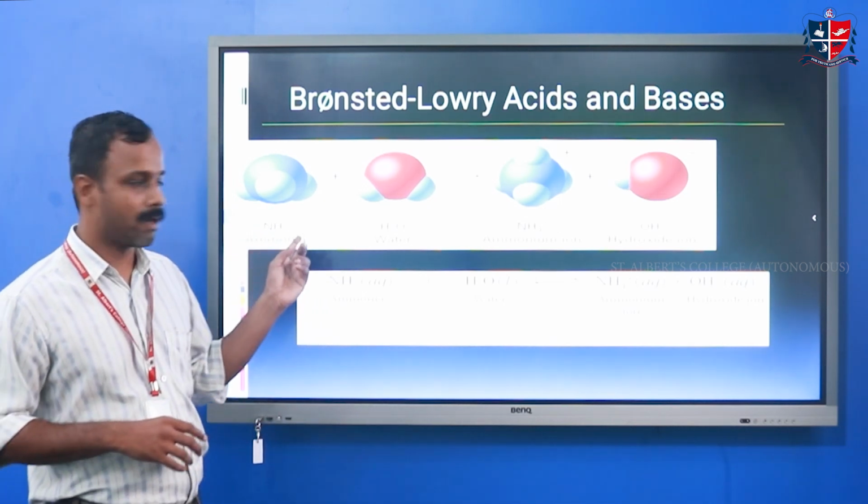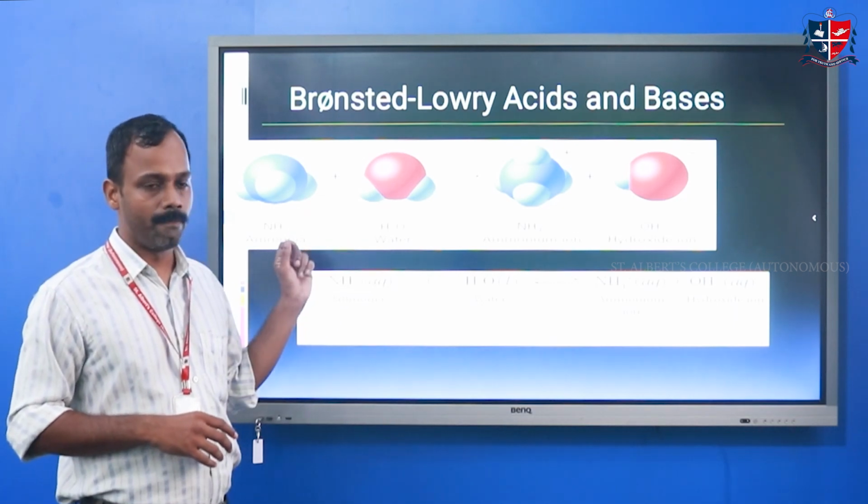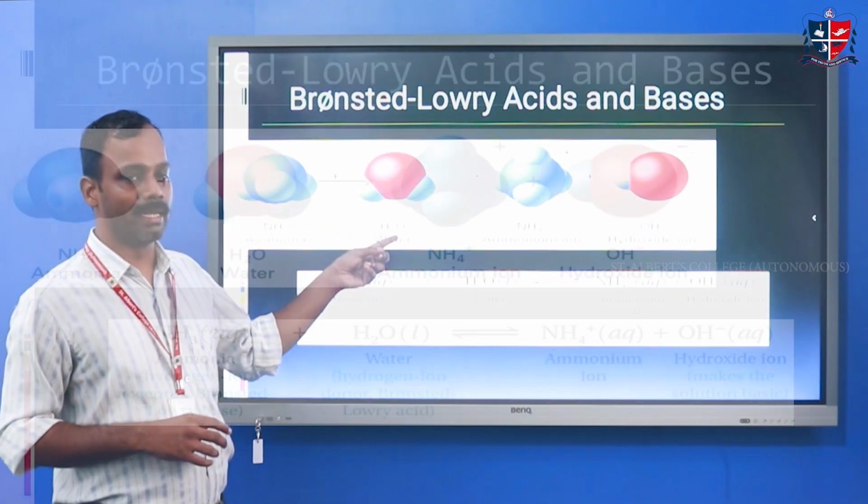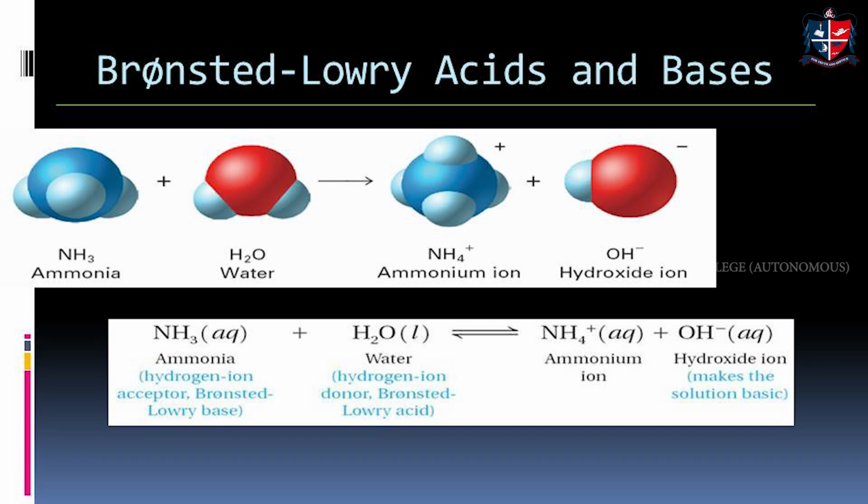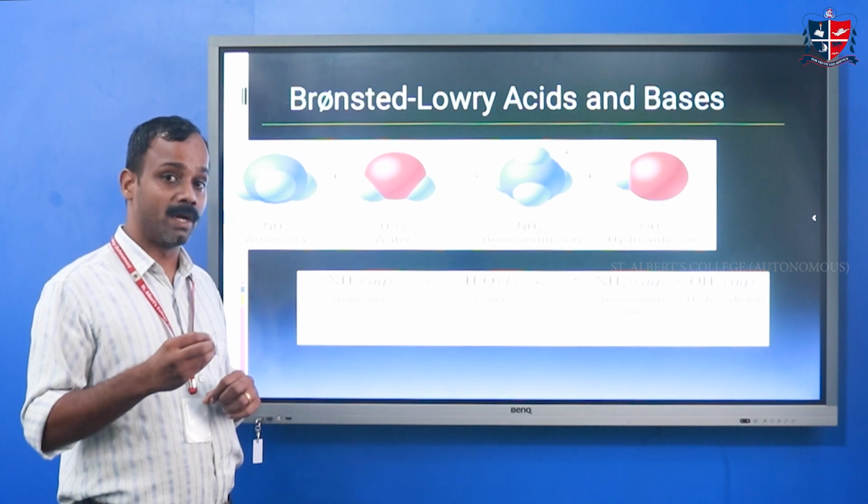Consider this reaction. Here we can see ammonia and a water molecule. Water gives a proton to ammonia, and it becomes an ammonium ion, and we get a hydroxide ion. Here water acts as a proton donor. So proton donors are said to be acids. In this case, water is a proton donor, so it is an acid. Whereas ammonia accepts a proton donated by the water molecule, so we can call ammonia a base. So this is about the Bronsted-Lowry concept. So what is a Bronsted acid?